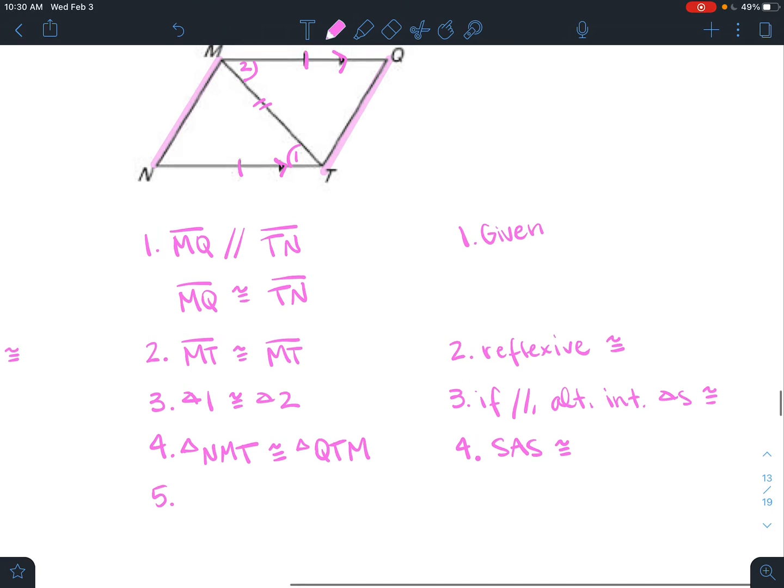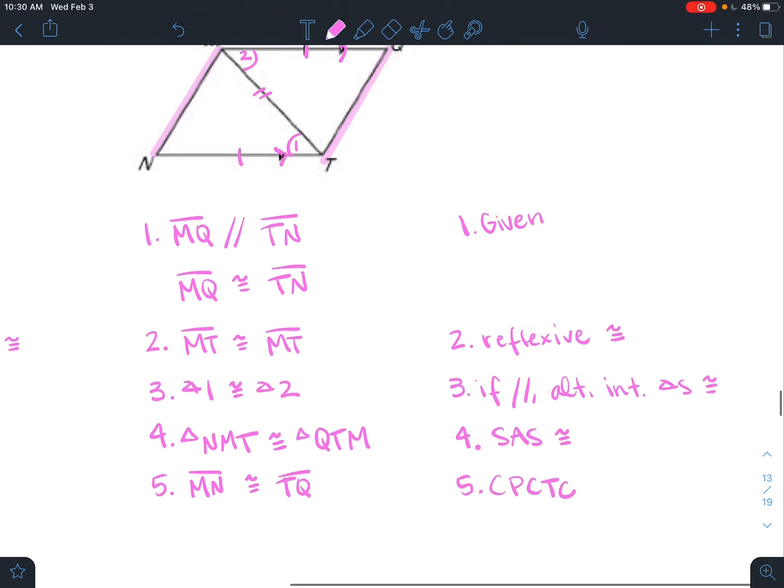And the last set is our two pieces that are congruent. So MN is congruent to TQ because corresponding parts of congruent triangles are congruent.